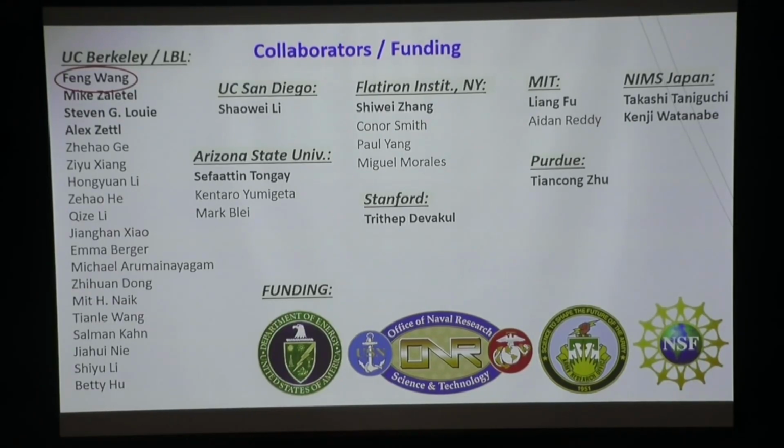He was supposed to introduce me. He didn't show up. But the reason I circle his name in red is because my group and his group have worked very closely over the last 5 or 6 years on this topic. And so the results I'm about to show you are just as much from his group as they are from my group.